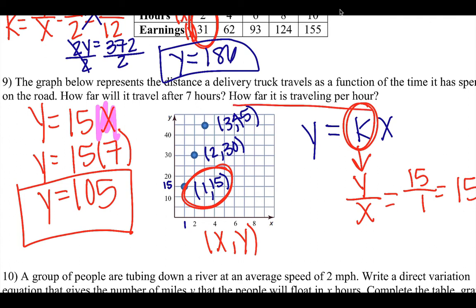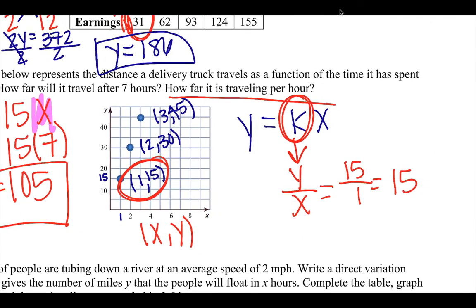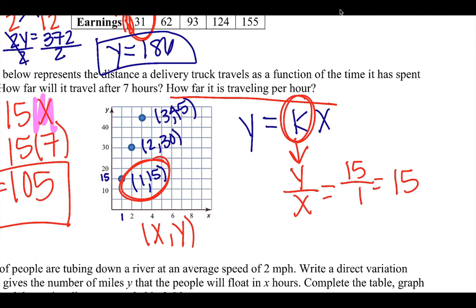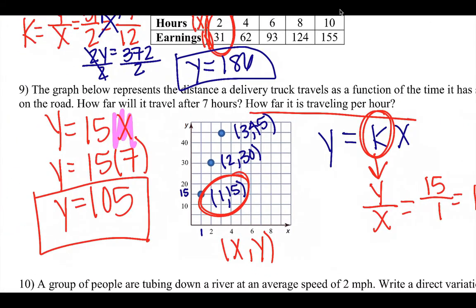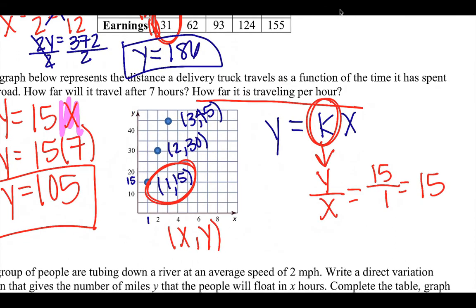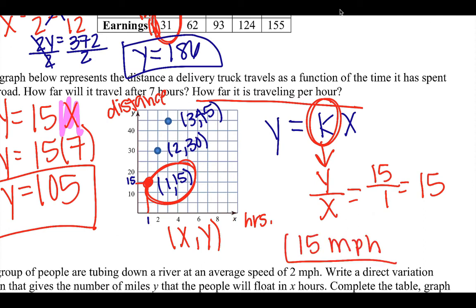And how far is it traveling per hour? That's kind of what we did here. Hours are down here at the bottom, the x, and then the y-axis is how far it's gone. So after 1, here's our hours, here's our distance. After 1 hour, we've gone 15 miles. And again, that's what that is saying. So it says we're going 15 miles per hour, which is the second question it's asking.